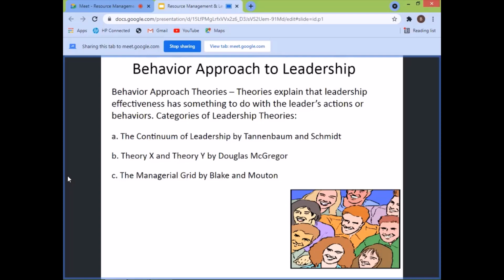Theory X explains that leadership effectiveness has something to do with the leader's actions or behaviors. These are categories of leadership theories. The first one that I'm going to present to you is the Continuum of Leadership by Tannenbaum and Schmidt. This was developed in the 1960s. Theory X and Theory Y, I think, was developed in 1958 by Douglas McGregor. The Managerial Grid was also developed in the 1960s.